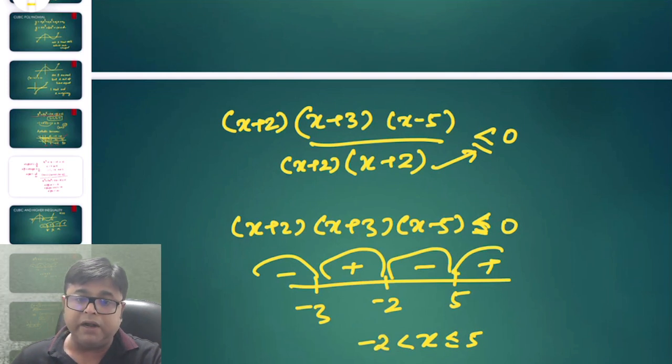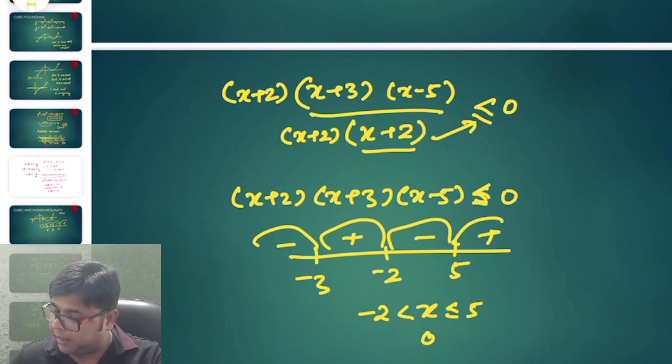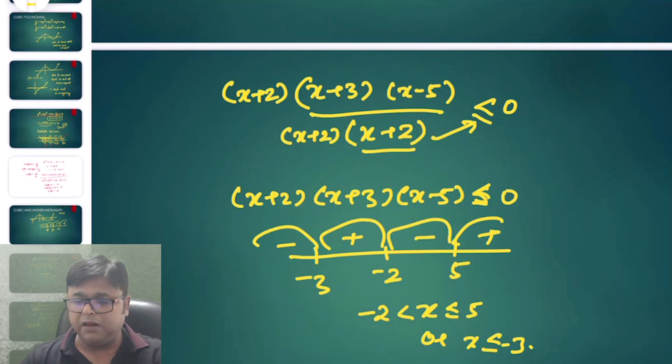I'm not putting an equality on -2, although I put it on 5, because the denominator cannot be 0. The denominator cannot be 0 for a rational function. That's why I cannot include -2, because -2 plus 2 will give me 0. So be aware of it. We never put an equality sign on the factor or the value of x from the denominator, right? Or x less than or equal to -3. So this becomes the answer. This is how we can solve fractional inequalities and general inequalities also, right?